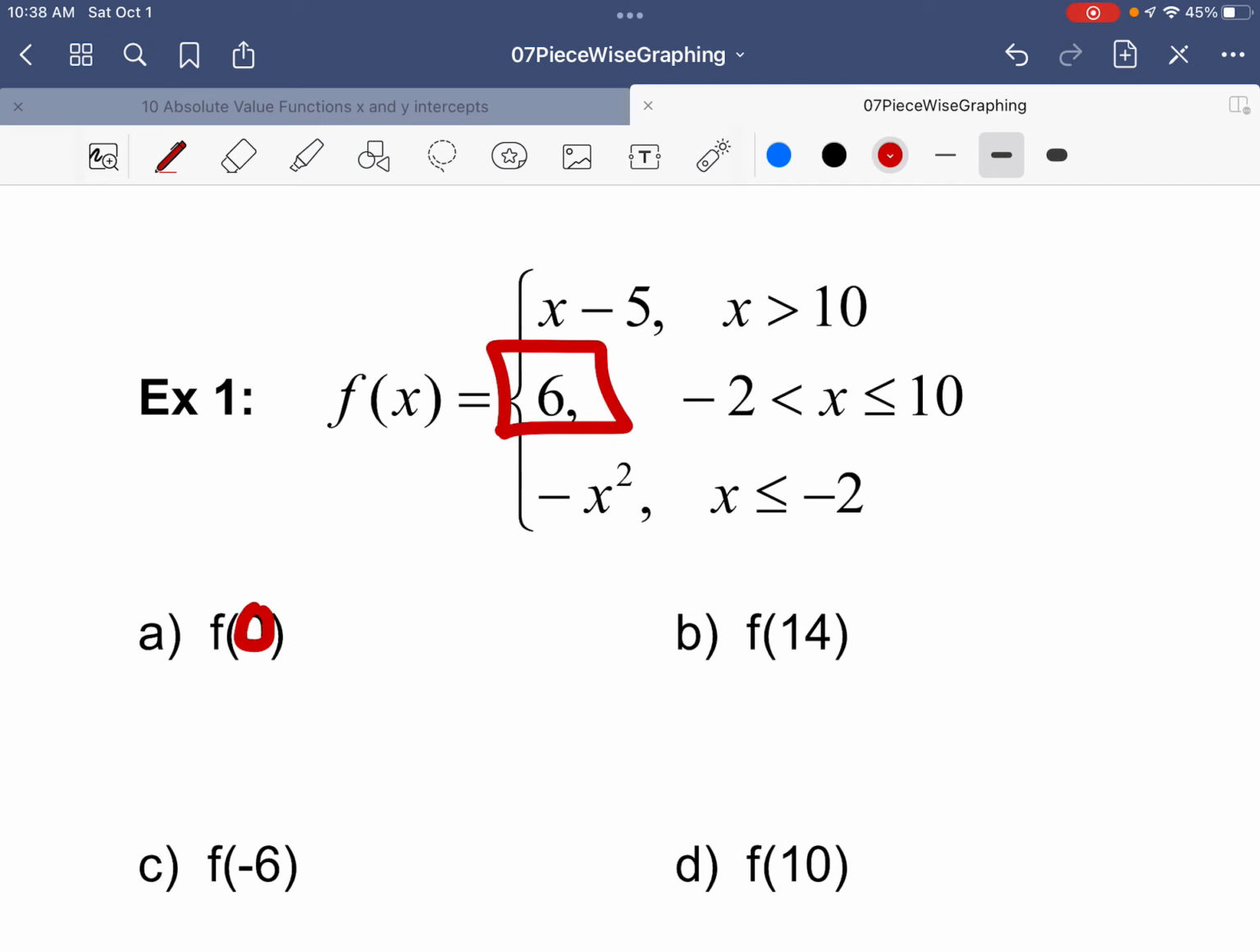But this piece is interesting because it's a constant. What that means is that it's constantly equal to 6. So when I plug in 0, although there's nowhere really to plug it in, my output, my value, is going to be 6.